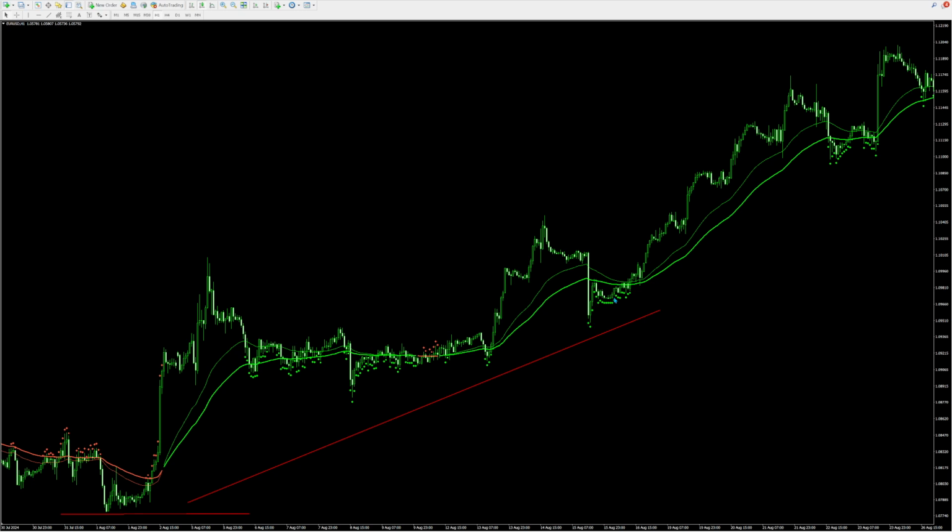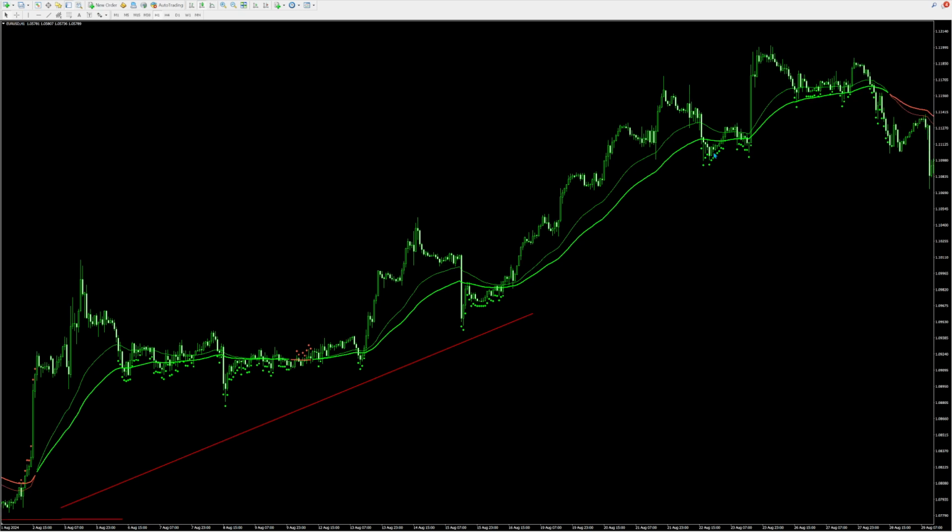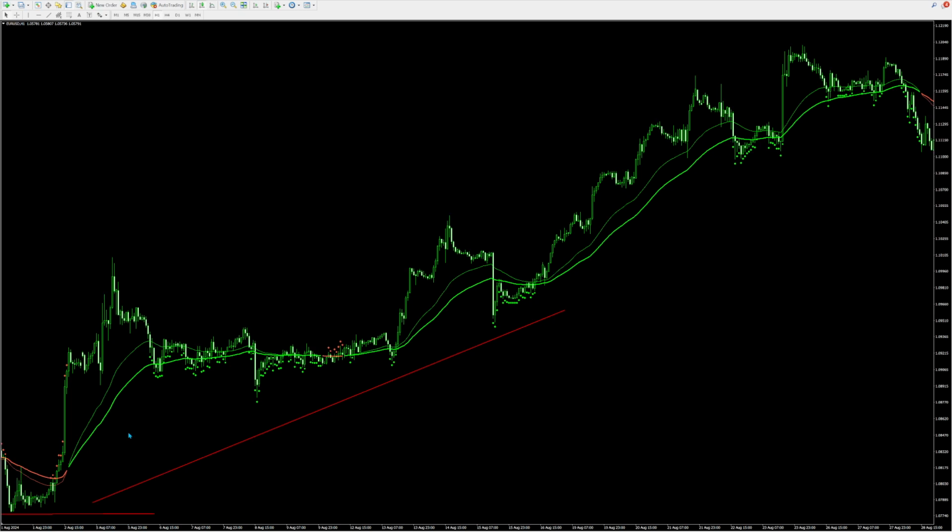Again, you get your pullbacks and you can enter there. Okay, and here as well. But again, be cautious. After a big move like this, you don't want to buy too high. Okay, especially as you see the market start to make these lower highs.